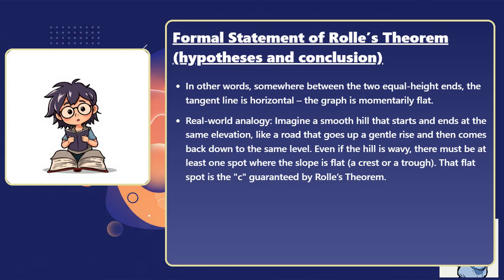Real-world analogy: imagine a smooth hill that starts and ends at the same elevation, like a road that goes up a gentle rise and then comes back down to the same level. Even if the hill is wavy, there must be at least one spot where the slope is flat, a crest or a trough. That flat spot is the c guaranteed by Rolle's theorem.